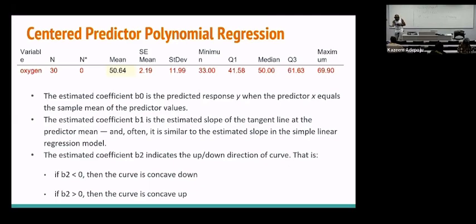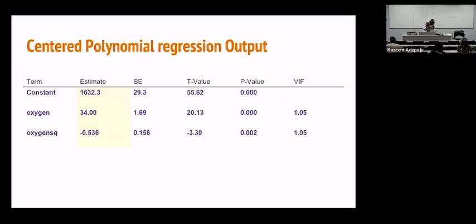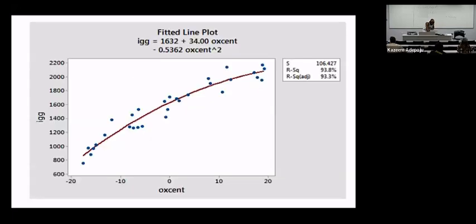Then what about the B2? The quadratic one is just going to show us the direction of the curve. Now, if B2 is less than 0, it's going to say it's concave down. If it is greater than 0, then it's concave up. That's all. So in this situation, where we're told that it's greater than 0, it is going to be concave up. Okay, positive. There's going to be concave down here because it's negative.